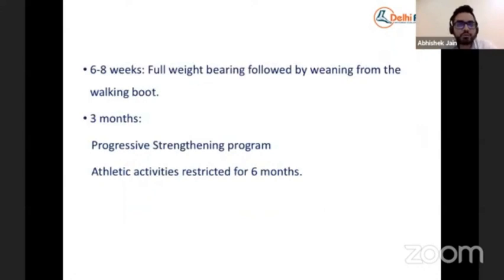At 3 months, with the walking boot, a progressive strengthening program has to be started. Athletic activities are started only after 6 months.